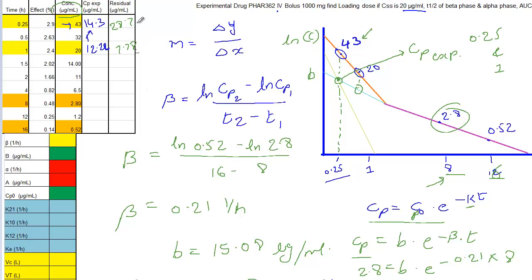Okay, using these two values, again we can find the slope for this residual line. Let's do that. The equations are the same, guys, but the notations will change. Instead of beta, we'll call it alpha. Instead of Cp2, let's call it Cp2 extrapolated and Cp1 extrapolated. Now that we know the residual values, we can calculate the residual slope using this 28.7 and 7.78.